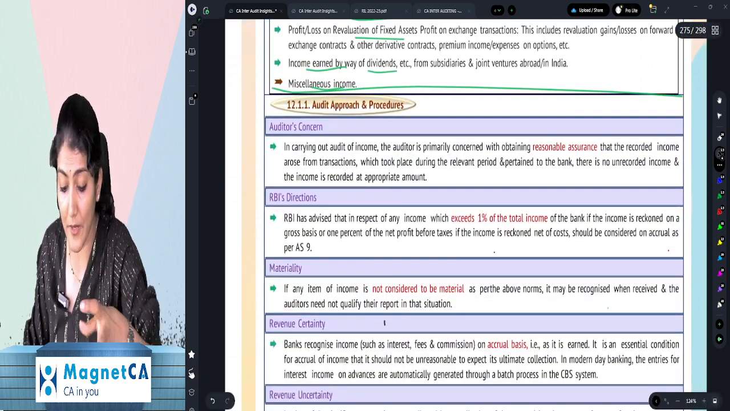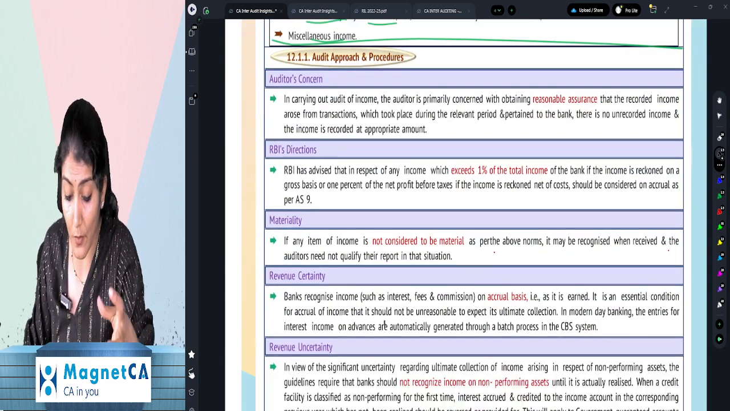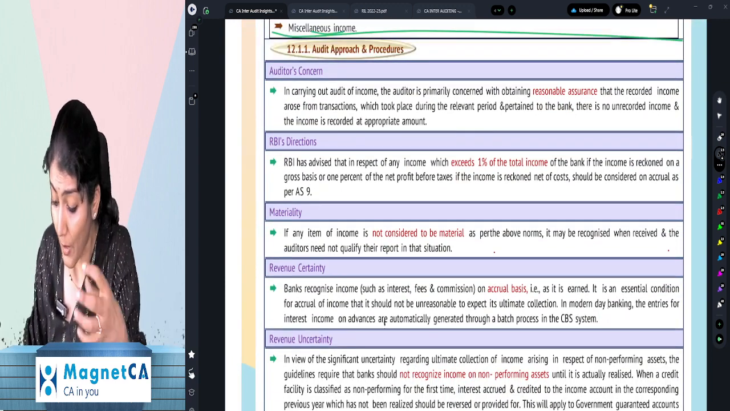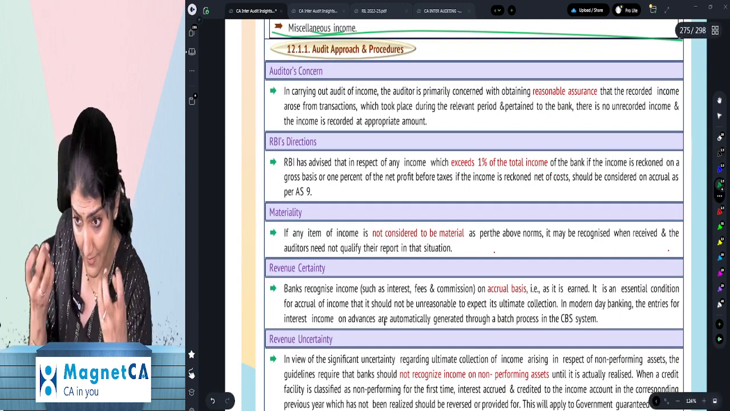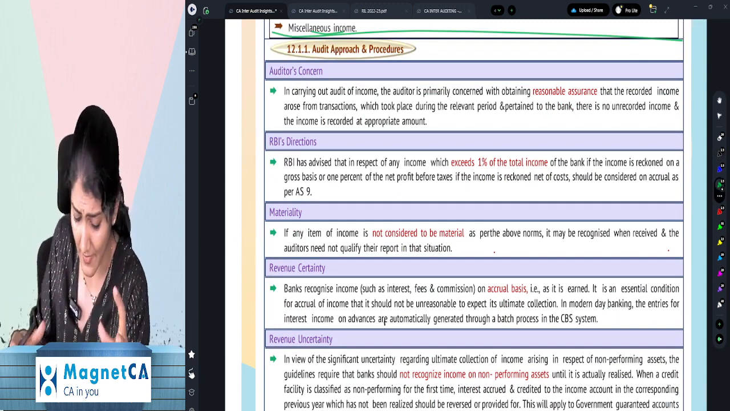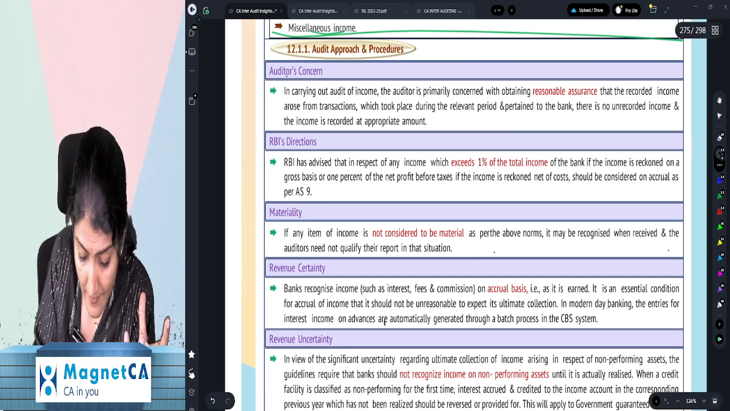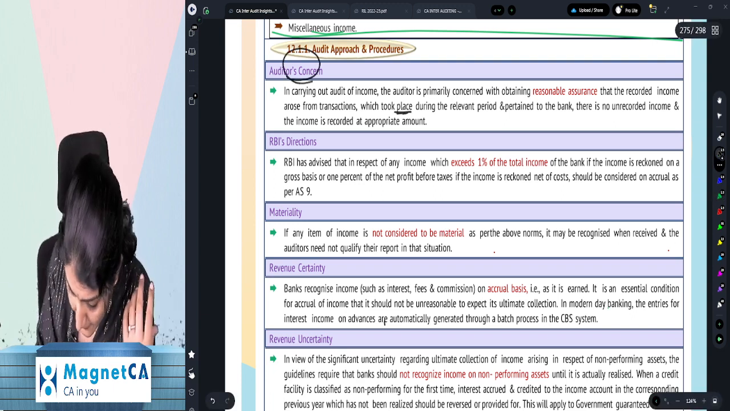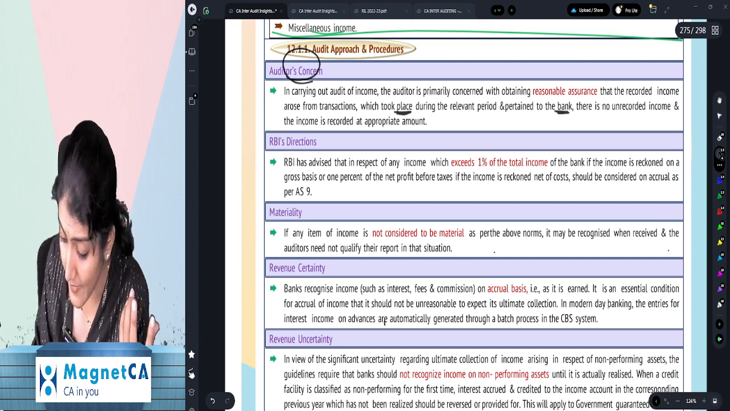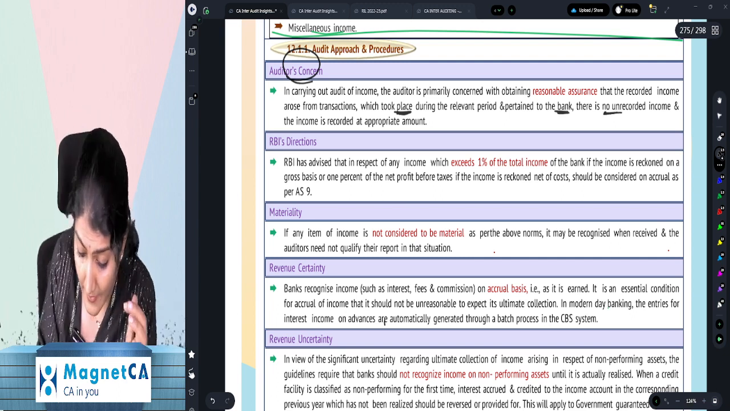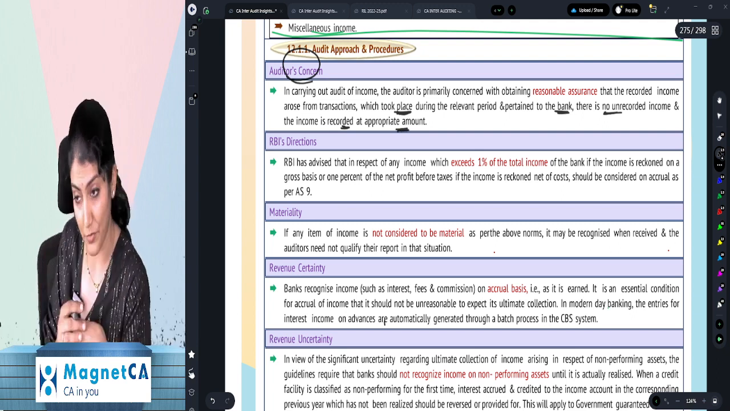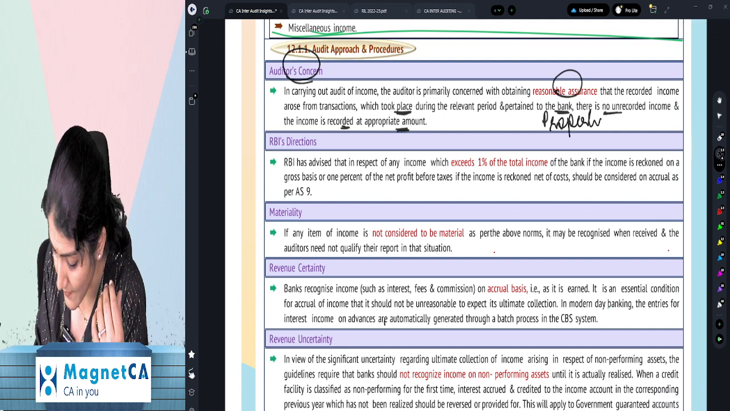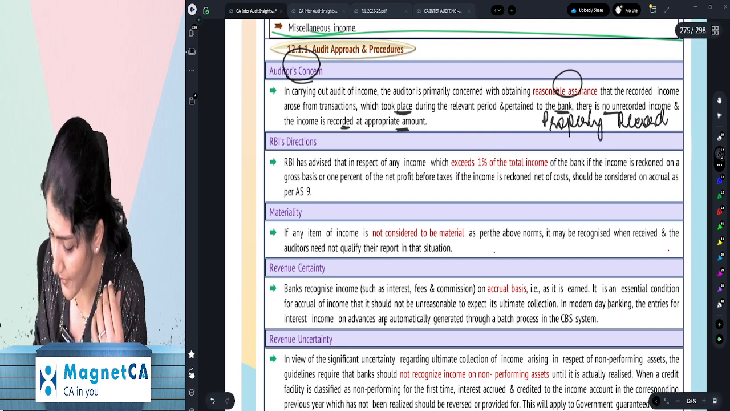Now coming to the audit procedures. In the audit procedures, what do they say? One, auditor, you need to check whether the income of the bank, interest income, interest earned, other income, all income of the bank, has been properly recorded. You need to check whether the transaction really took place and whether it is related to the bank. There is no unrecorded income and it is recorded at the appropriate amount. As an auditor, you want to obtain reasonable assurance that the income of the bank has been properly recorded.